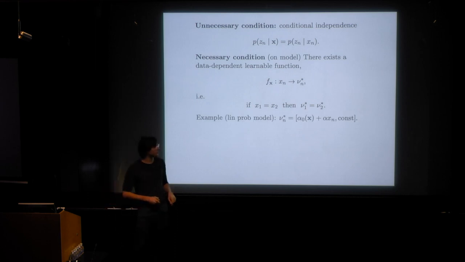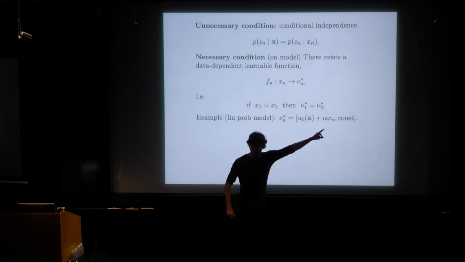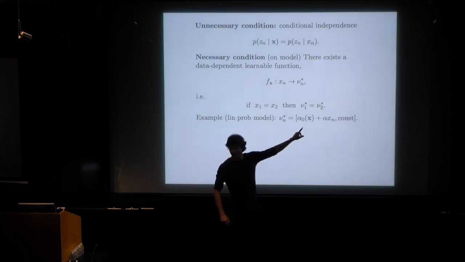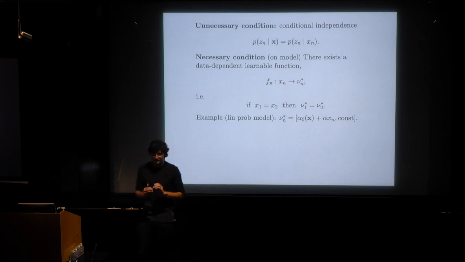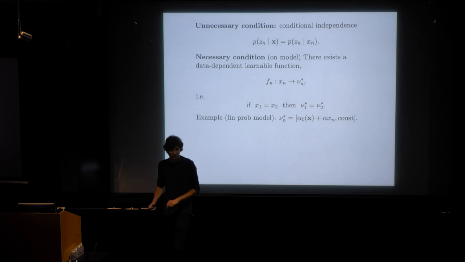So in the linear probabilistic model, my optimal variational parameter is a linear combination of xn. Granted, this intercept depends on x. But that's fine. I'm still verifying the condition that every time x1 equals x2, I also have nu star 1 equals nu star 2.